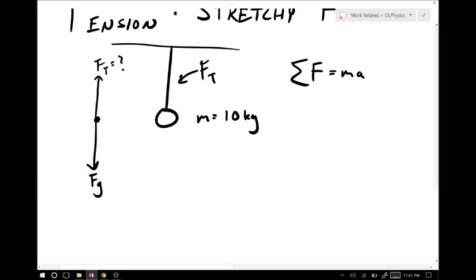And we ask ourselves, is this object accelerating in the y direction? It's not. It's just sitting there, it's just standing there. So our acceleration is actually just 0. So really what we just have is the sum of forces. We're going to break that down. We look at our free body diagram. We have one force, two forces. So we add them together.